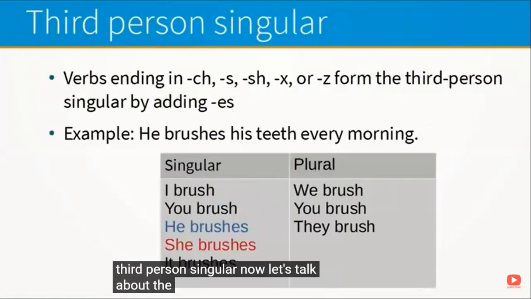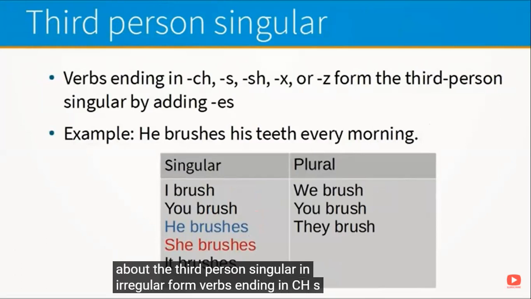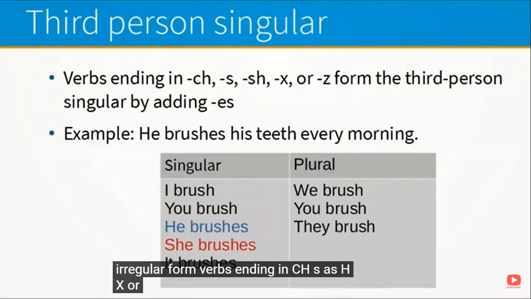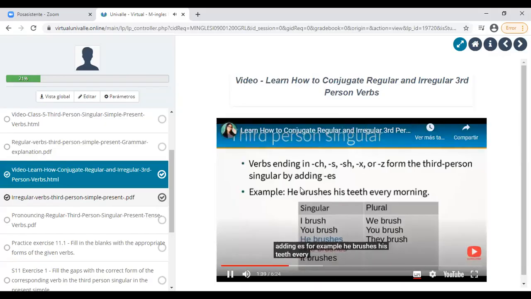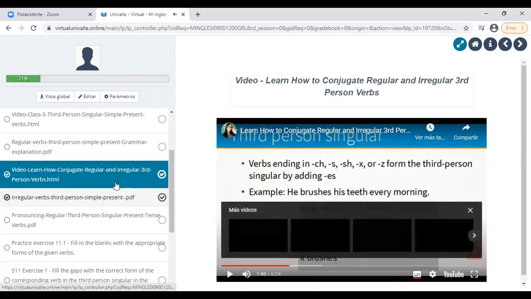Okay, that is the rule that I was explaining to you. Verbs ending in ch, s, sh, x or z form the third person singular by adding ES. Example, he brushes his teeth every morning, okay? That's a daily routine action, okay? But then you can have a complete look in that platform, okay?